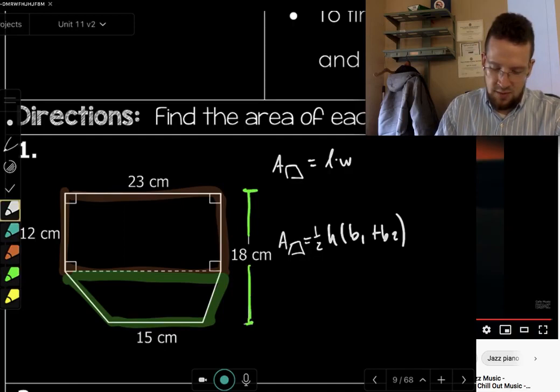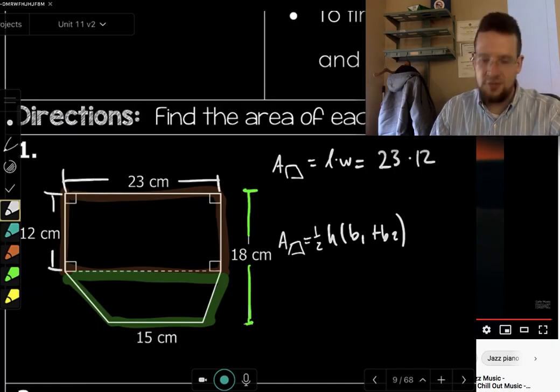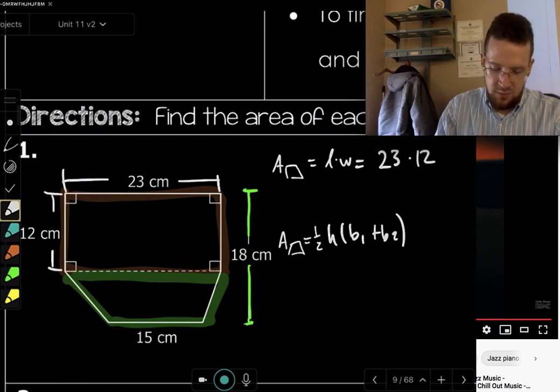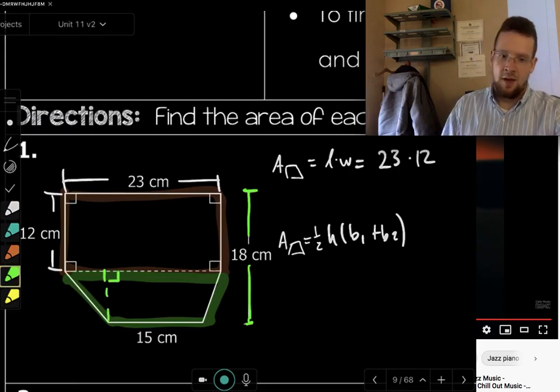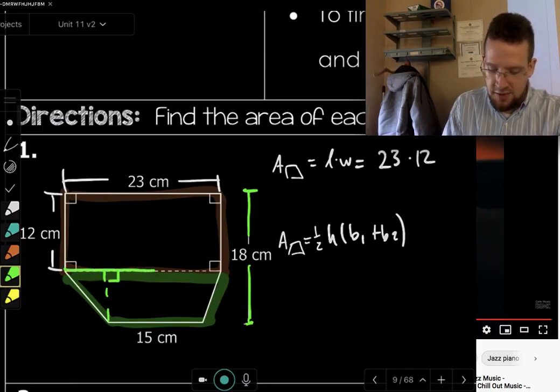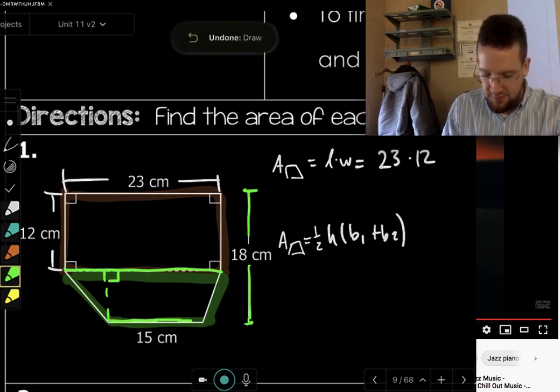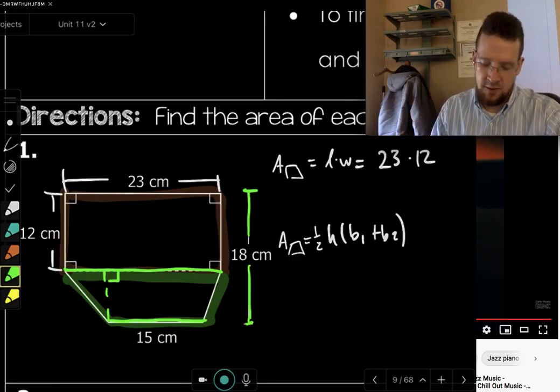And so let's just start off with the rectangle. It looks like the length is 23. It's this piece here. And then the width looks like 12. So this is just going to be 23 times 12. But we need to find the height of this trapezoid. And you'll notice that I put a little dashed line and a right angle because the height of a trapezoid is always perpendicular to its bases. So it needs to be straight up and down. It needs to make a perfect right angle for it to be an accurate height.